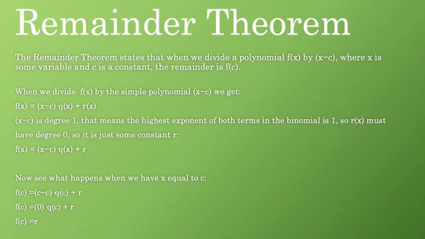This means that when we want to find the remainder after dividing by the quantity x minus c, we don't need to do any division at all. We simply evaluate f of c.